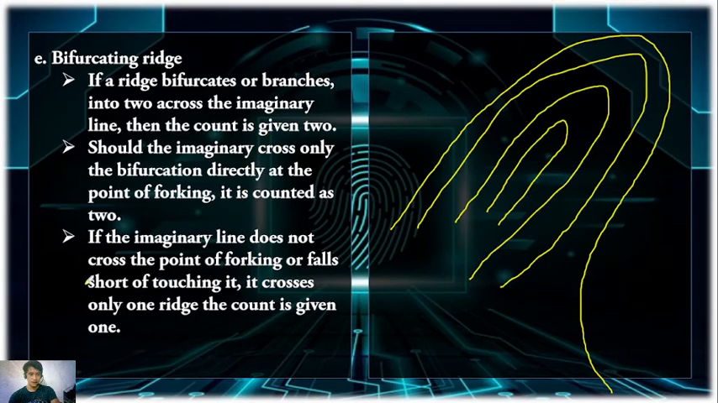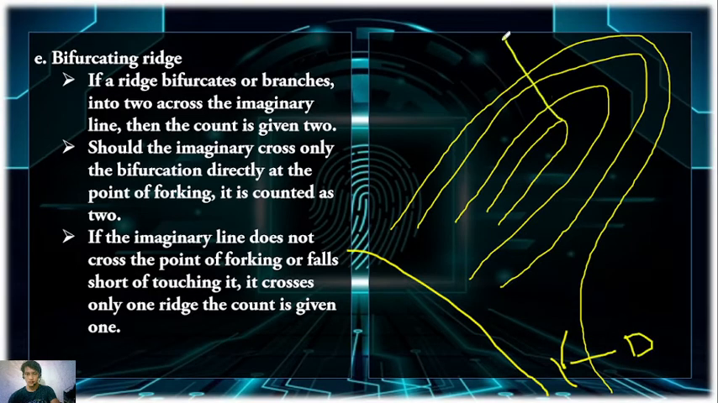Okay, so let's say we have here the delta, and this is our core. So with that, sabi dyan, if a ridge bifurcates or branches into 2 across the imaginary line, then the count is given 2. Sabihin natin, gawa ulit tayo ng imaginary line dito from the core and the delta.